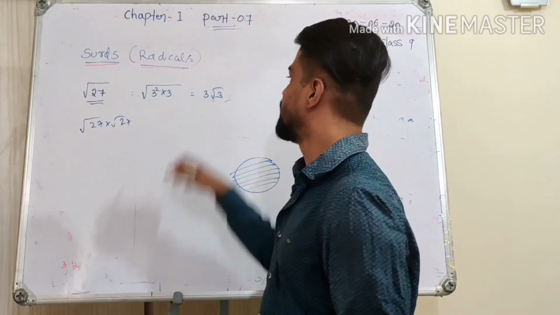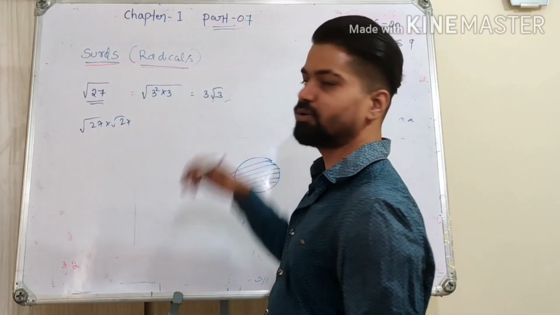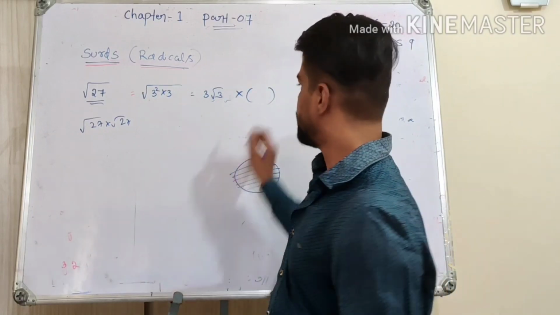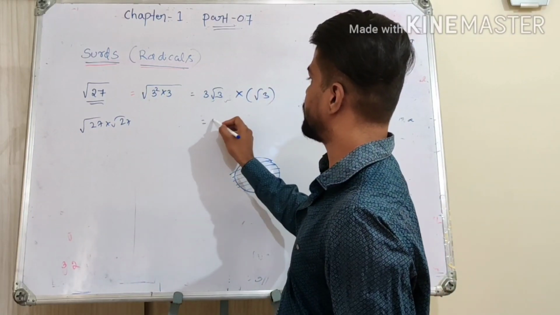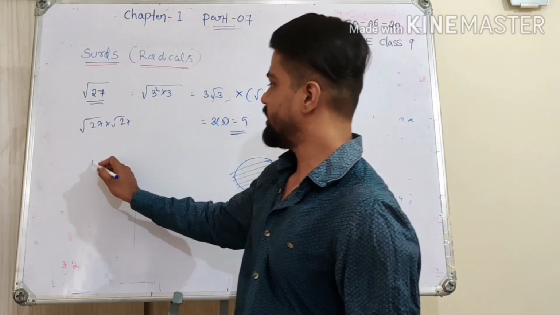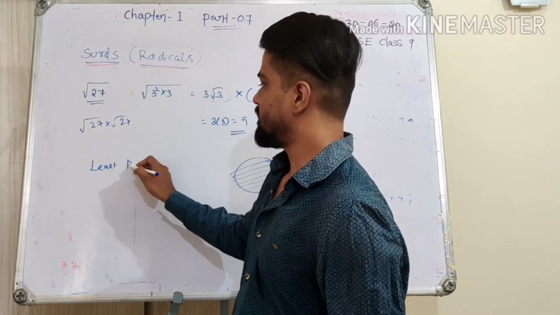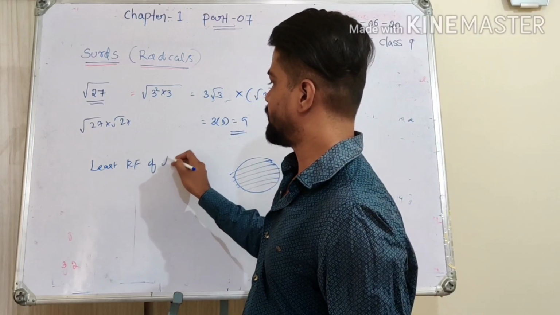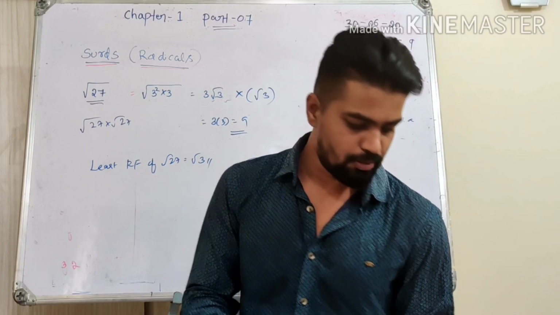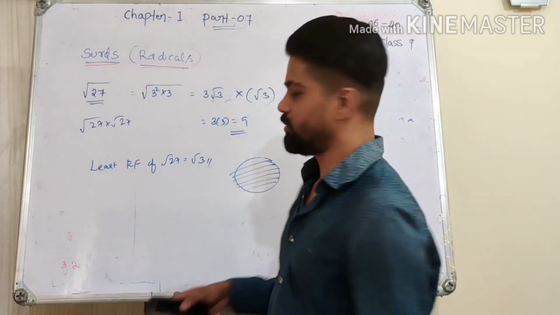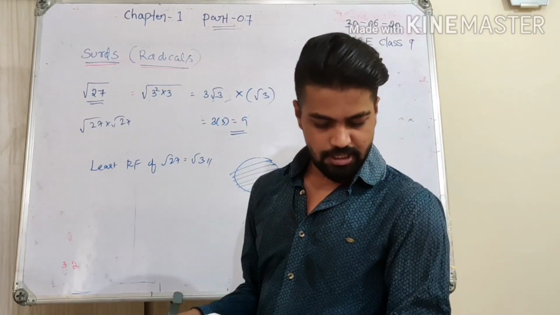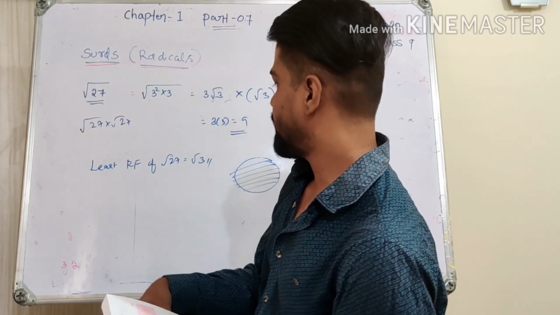The least is after simplifying, we end up with 3 root 3. Now what should I multiply to make it rational? We just have to multiply by root 3. So it will become 3 into 3, 9, rational. So the least rationalization factor of root 27 is just root 3. I don't have to multiply by root 27 entirely to make it rational. So that is the least rationalization factor.